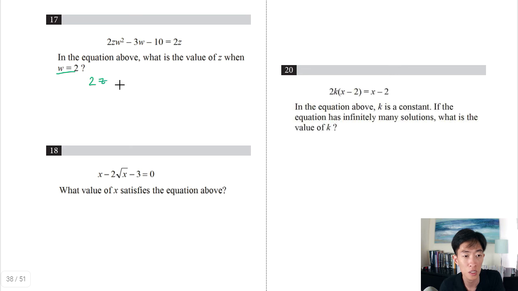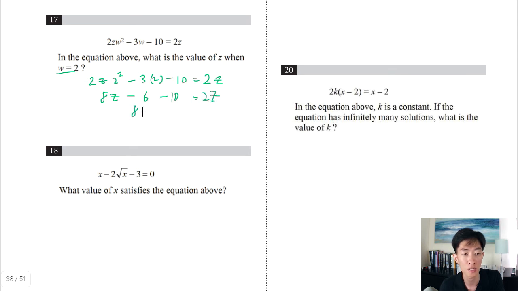2z, and I like to put a line through my z's, and we're going to substitute 2 for w: 2 times 2 squared minus 3 times 2 minus 10 equals 2z. Okay, so this becomes 4 times 2, that's going to be 8z minus 6 minus 10 equals 2z.